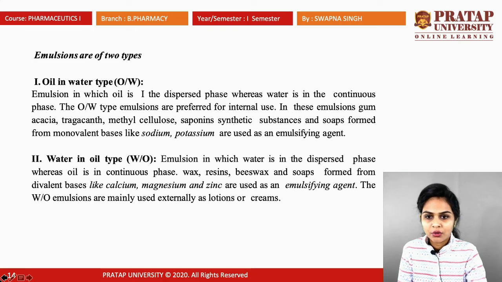and in these emulsions gum acacia, tragacanth, methyl cellulose, saponin, synthetic substances and soaps formed from monovalent bases like sodium and potassium are used as emulsifying agents. And in W/O type of emulsion, that means water in oil type of emulsion, water is in the dispersed phase and oil is in the continuous phase. Examples are wax, resin, beeswax, and soaps formed from divalent bases like calcium, magnesium, and zinc, which are used as emulsifying agents.